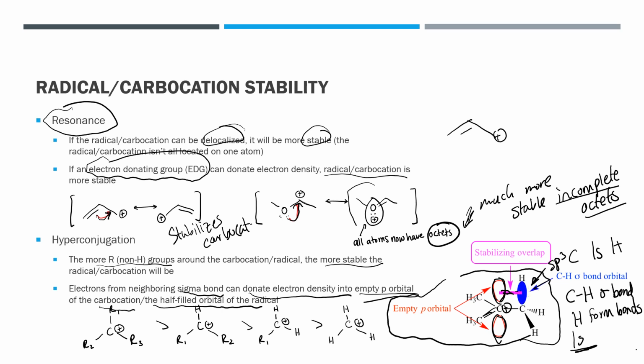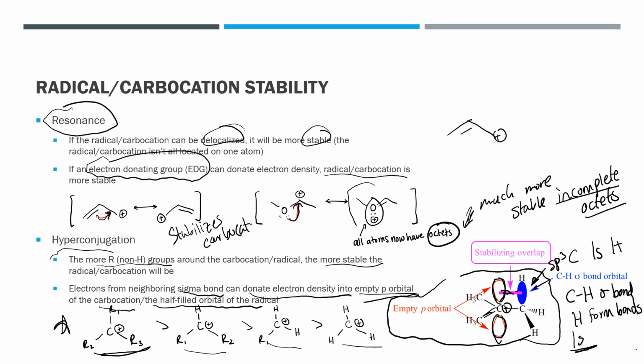So hopefully that made a little bit of sense, and it's a little bit confusing to visualize. There might be better visualizations if you search up hyperconjugation. But the main idea is the more R groups we have around the carbocation or radical, the more electron density can be donated to that carbocation or radical, and thus the more stable it will be. So you can see how I've drawn this here. I have the tertiary carbocation most stable, then the secondary, then the primary, then the methyl carbocation.